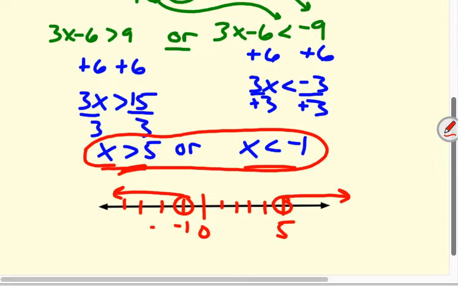So negative 2 would be a solution because it hits the graph right here. But positive 2 would not be part of this solution. It's got to be part of one of these two graphs. And there it is. There's my graph, and that's how I'd write my answer. Remember, with an OR statement, you can't write them together.